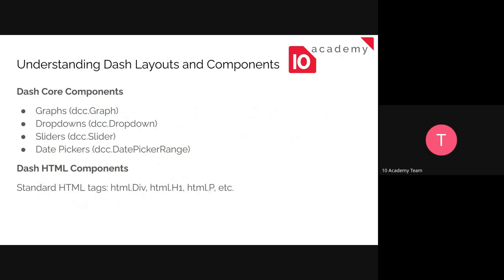The core components include graphs, which is the DCC graph, drop downs, sliders, and date pickers, arranged here as you want. So sliders, drop downs and graphs are in the example.